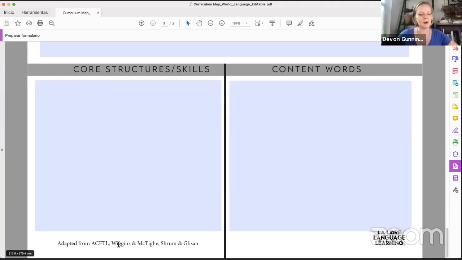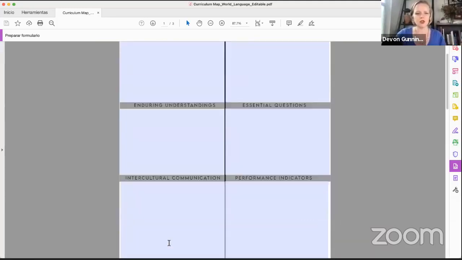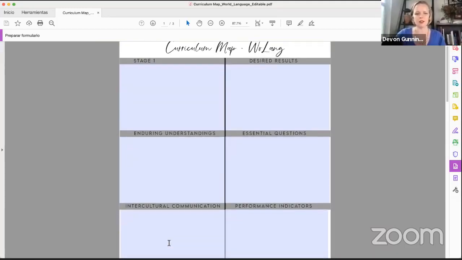So this is adapted from ACTFL. It's also adapted from Wiggins and McTighe, who are the writers behind Backward Design. And this has a lot to do with the ideas behind starting from, of course, the end in order to get the end result that you're looking for. And the last influence on this whole structure was Shrum and Glisan, who write a lot of work towards world language teachers. So now that you know where this is coming from, let's take a look at this.